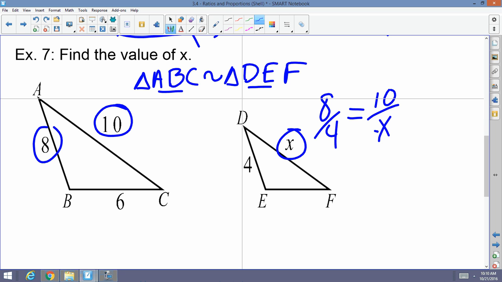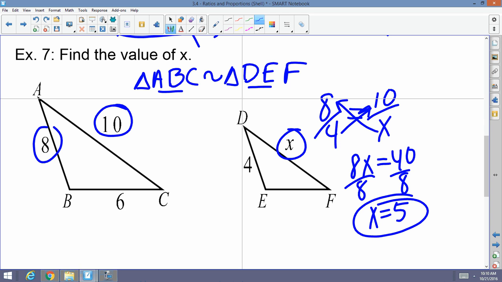So now let's go ahead and cross multiply. We've got 8x equals 40 divided by 8, so x equals 5. We're done. Does that make sense? That's it. Similar figures. Now, there's another way to do this.